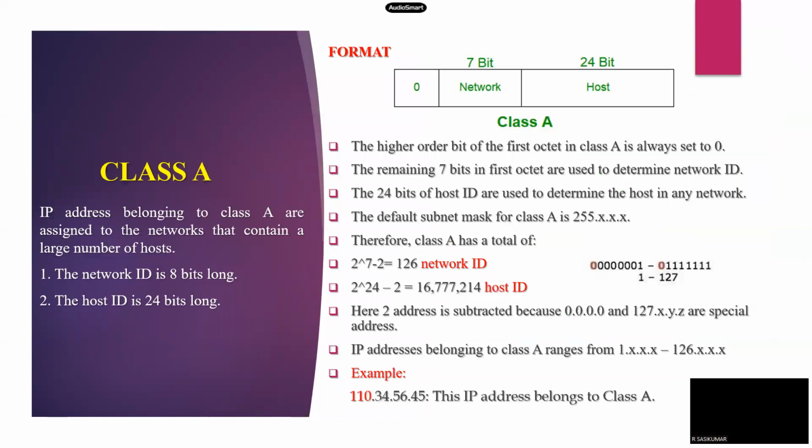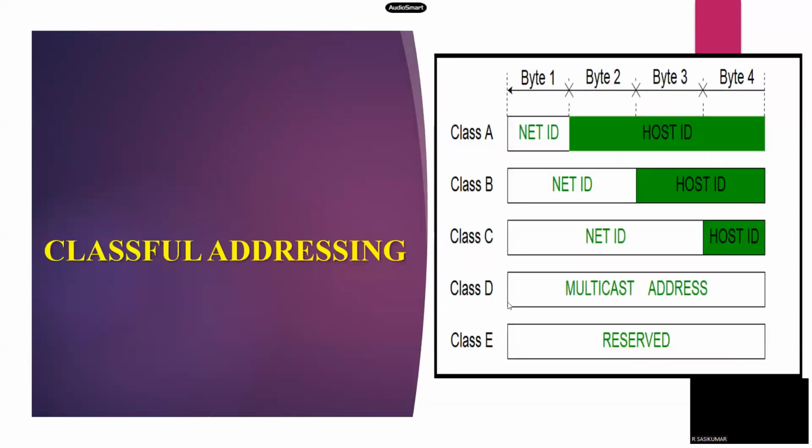So the format of class A is totally 32 bits. Among the 32 bits, the first MSB bit is 0. So the higher order bit of the first octet in class A is always set to 0, and the remaining 7 bits in the first octet are used to determine the network ID. So the structure of the classful address is network ID and host ID.